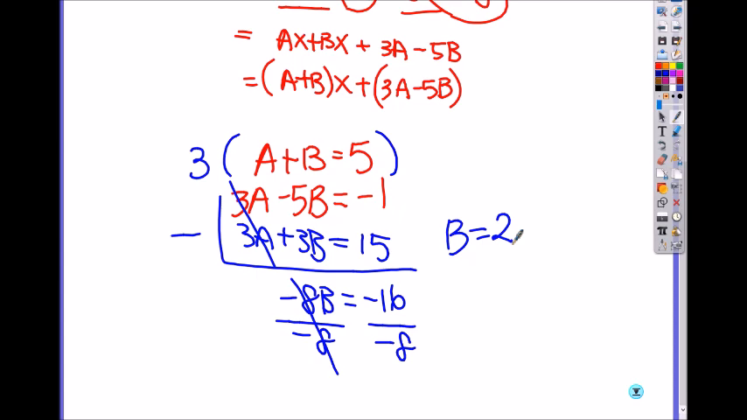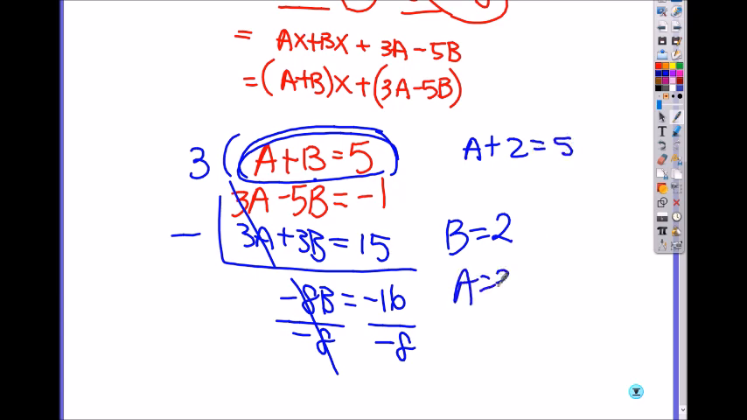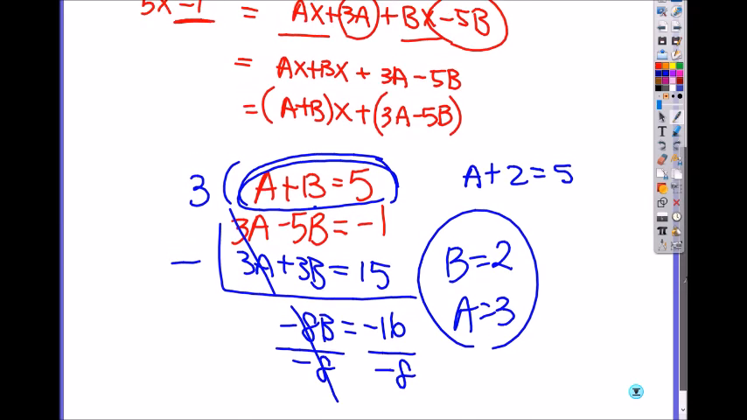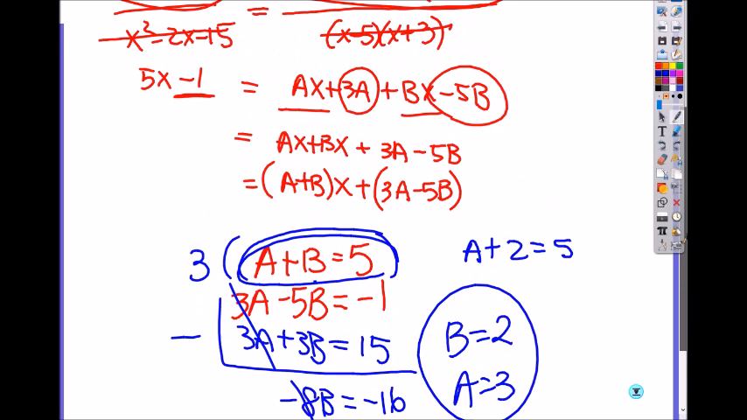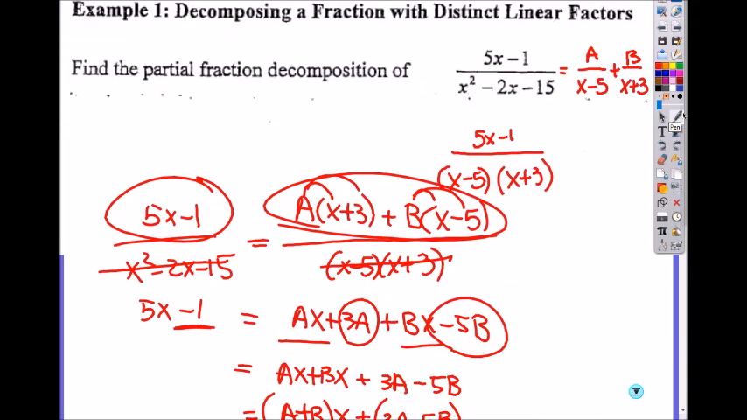And then what do I do to find A? Plug into one of these equations. This looks better, right? Easier, more simple. So A plus, what is B? 2 equals 5. What is A? So are we done? No. Your final answer should be in fraction form. So A is 3, B is 2. So now what is your final answer? A is 3. So this becomes 3 over x minus 5 plus 2 over x plus 3.